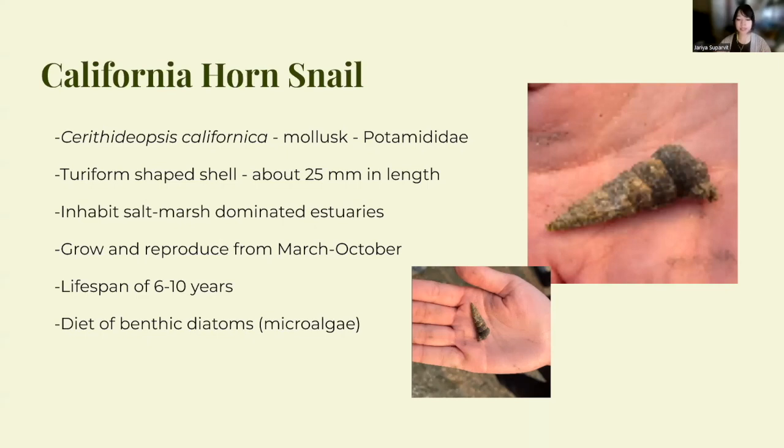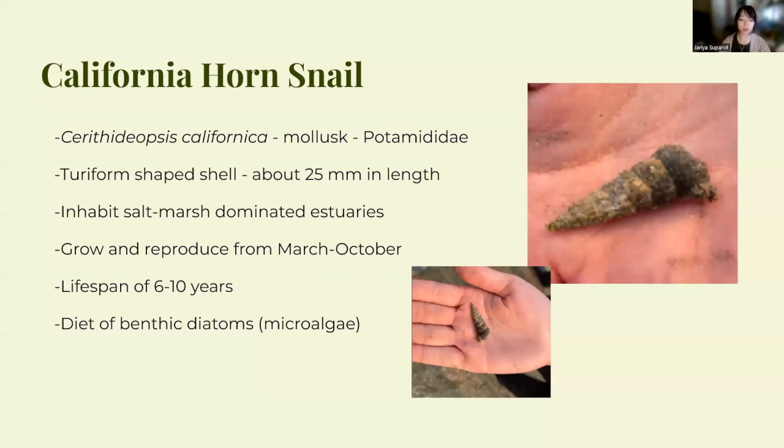So the species studied was the Cerathidiopsis californica, also more commonly known as the California horn snail. They often reside in salt marsh-dominated estuaries of the upper coastal intertidal zone of California. They have terraform-shaped shells growing to adulthood at roughly 25 millimeters in length, or about 1 inch.